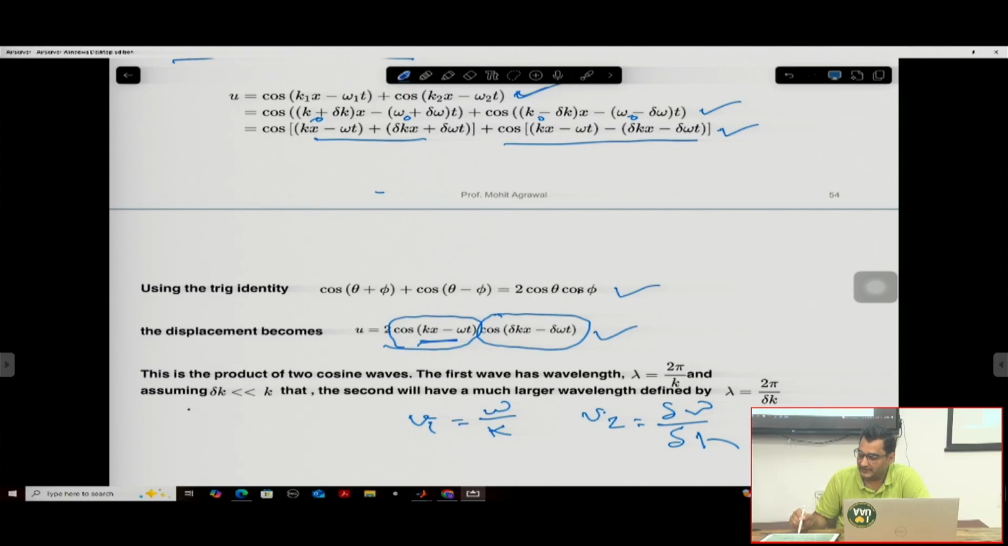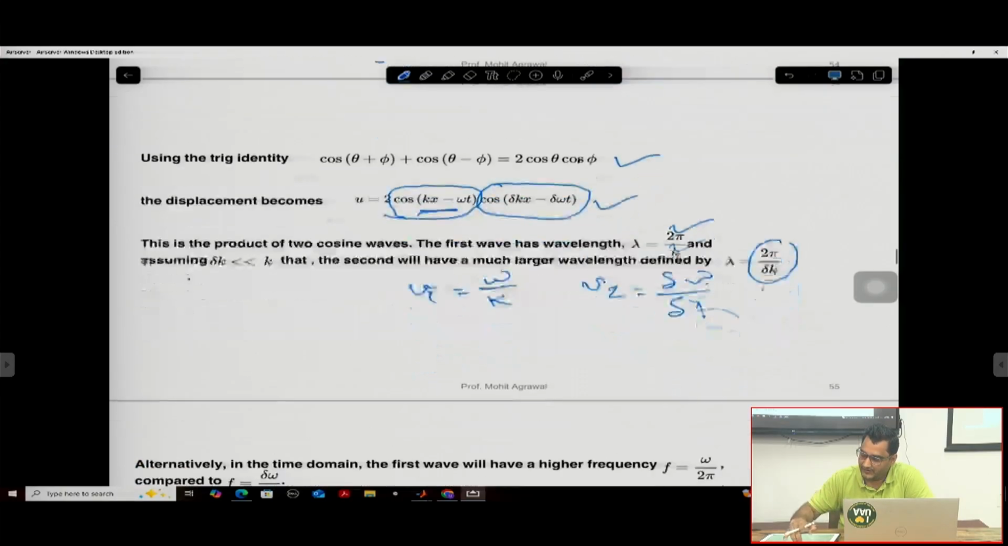The first has the wavelength 2 pi by k, and if we assume delta k is very small, because there was a very slight difference in the wave number, so delta k is much smaller than k, then the second wave will have a much larger wavelength, lambda equal to 2 pi by delta k. So you can imagine that there is one wave with a larger wavelength than the other wave. Both the waves are traveling.